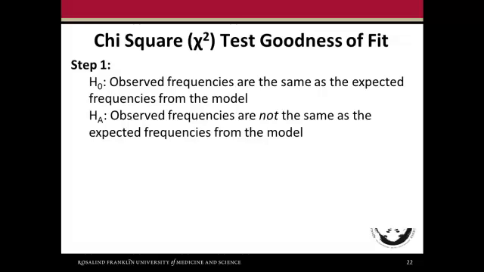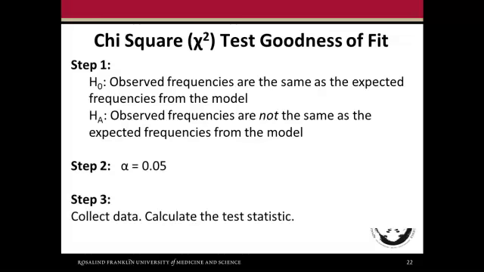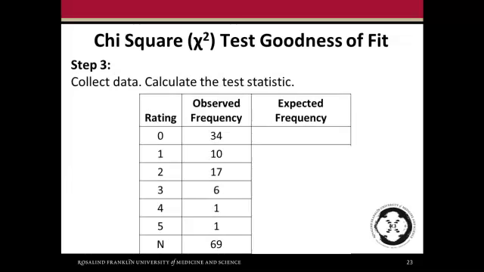For the chi-square test of goodness of fit, step 1 is to look at our null and alternative hypotheses. These are the same ones that we just went over. Step 2 is to figure out our decision rule, which is 0.05, and step 3 is to collect the data and calculate the test statistic. So we have our ratings from 0 to 5, and the total number of individuals in the study was 69. This is our observed data.